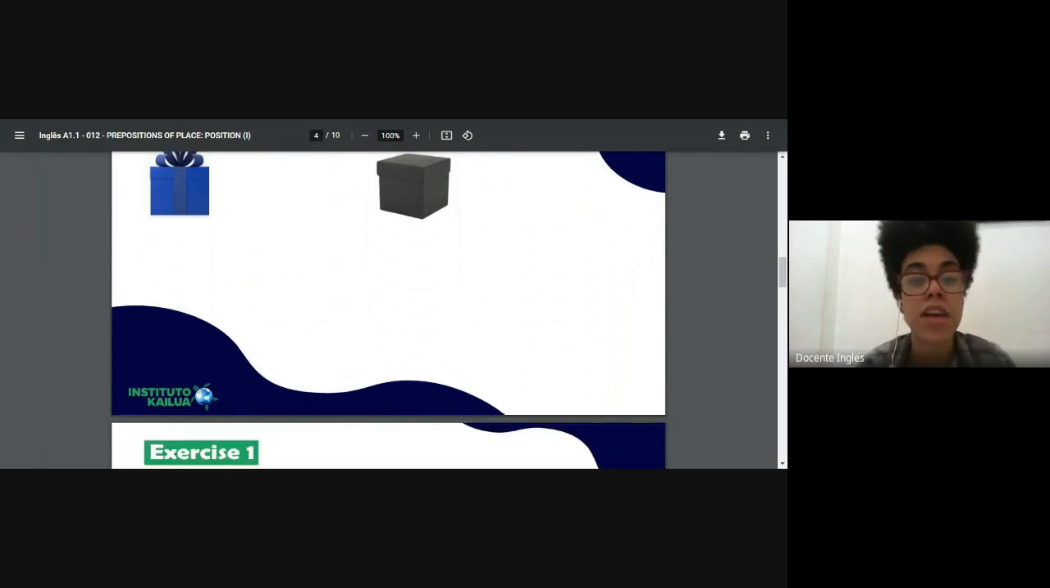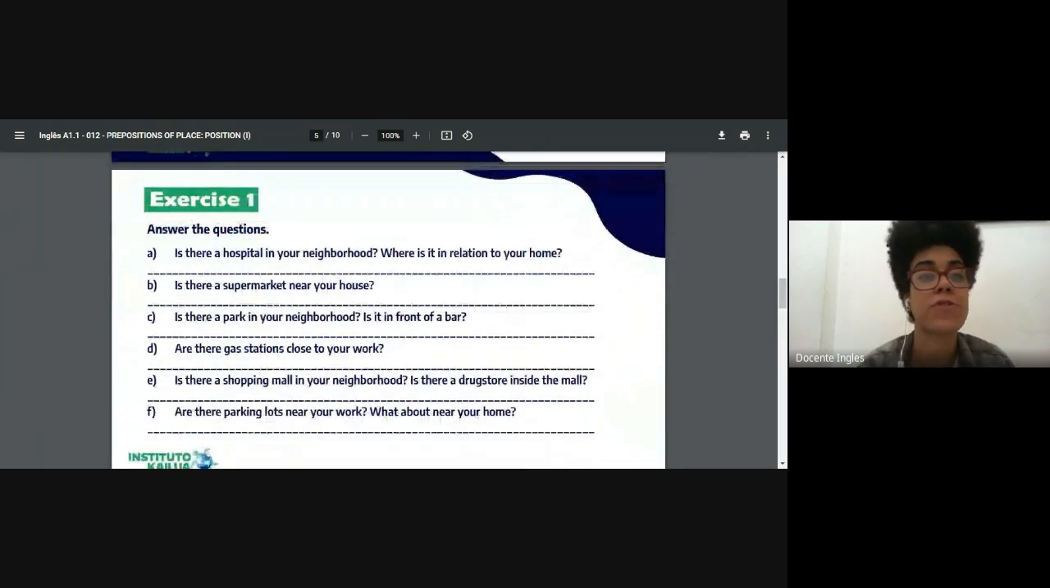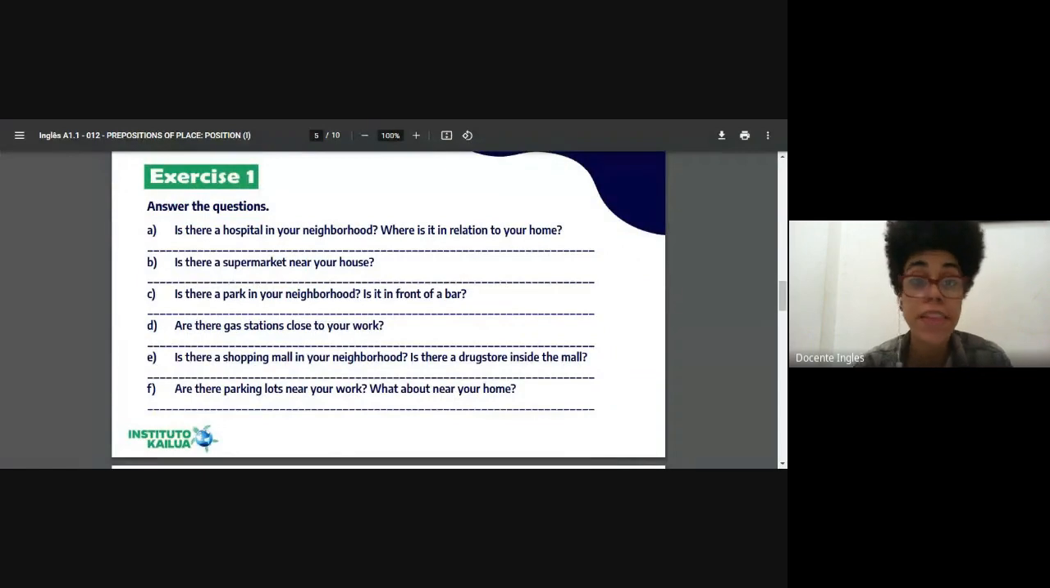So let's move to an exercise. The exercise is pretty simple. You're going to consider your neighborhood, okay? If you don't have anything near, far from your house, invent, okay? It's good for you to invent, to be creative in order to practice.